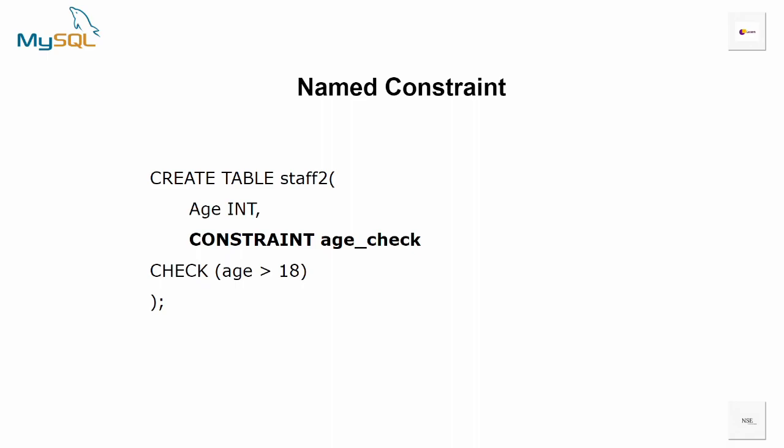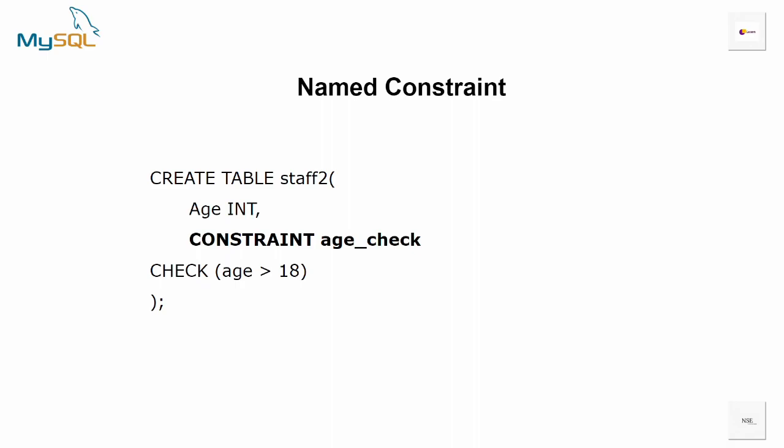While trying to assign a name to a constraint, the syntax looks like so. This is just like the query we saw a second ago, only that the table name is staff2, because MySQL is not going to allow us to create two tables with the same name. So I added 2 here to make that difference. Now we have the age column, and we still want this check constraint on the age column, but then we want to give this constraint a custom name. I choose to call it age check.